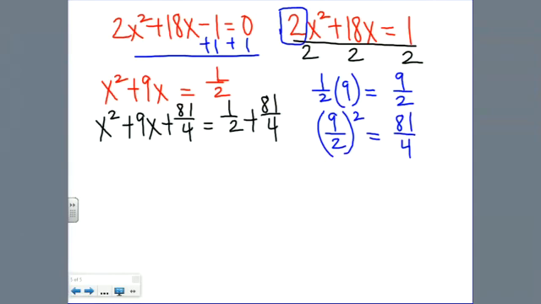On the right side, we need to combine those fractions. And we already know that 4 is your least common denominator, so we need to rewrite 1/2 as something over 4. So we can rewrite 1/2 as 2 over 4. And that will simplify to 83 over 4 on the right side.